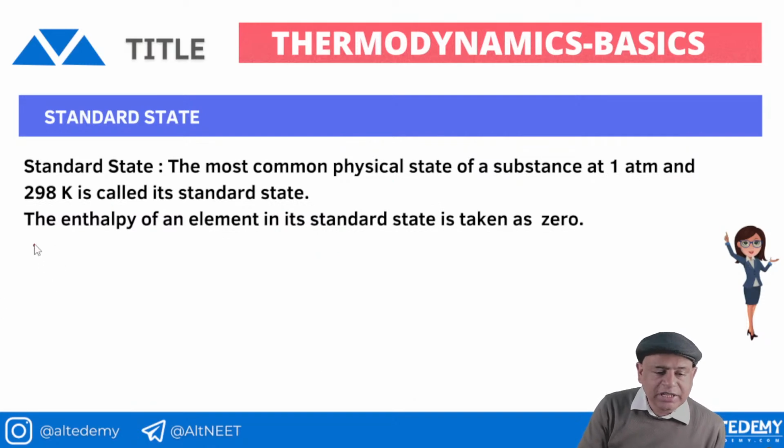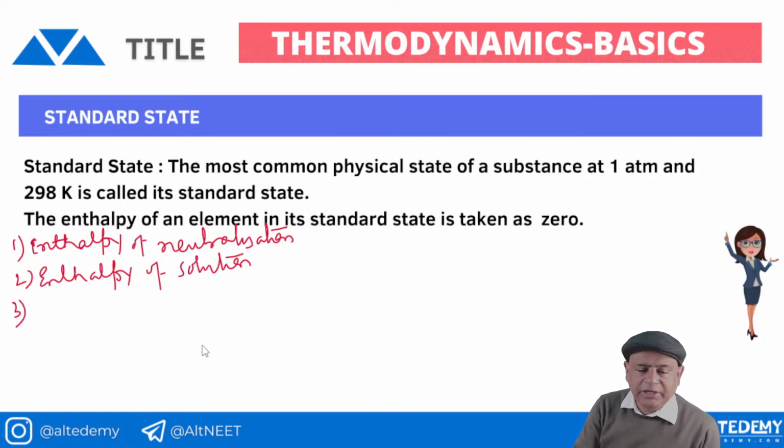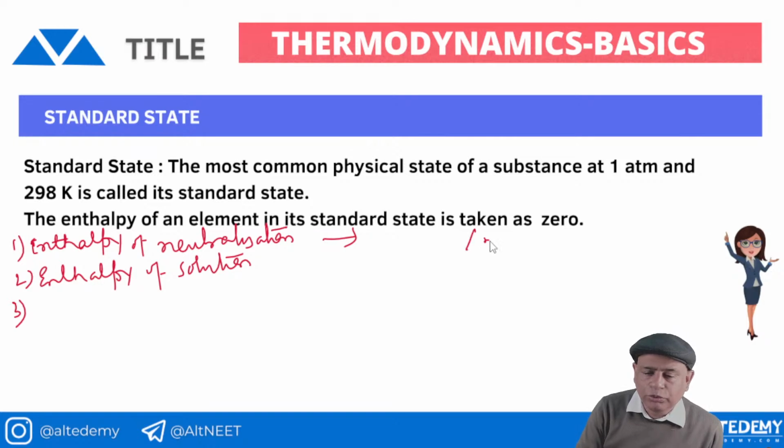Besides, we have other processes like enthalpy of neutralization. We have other enthalpies also. Enthalpy of solution. You will find many applications there: combustion, solution, and neutralization, and other things. And the amount of heat involved in that particular process is called enthalpy. Enthalpy is always about 1 mole.